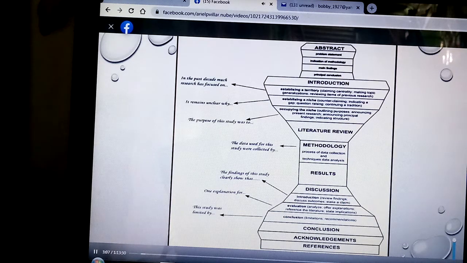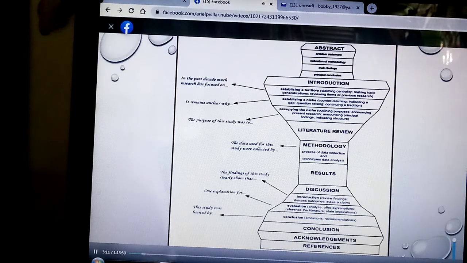So if you observe after the introduction, you're going to write already your review of related literature and studies, or your literature review. The IMRAD format actually is an international format for journal publications, but in the case of the Philippines, we are not yet using the IMRAD format for thesis and dissertations, only for journal publications, or kung gusto niyo po ipapublish yung inyong thesis into a journal.